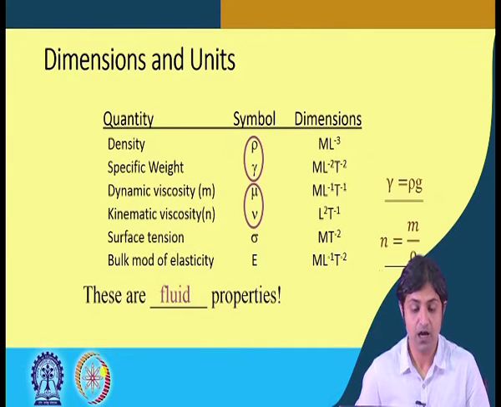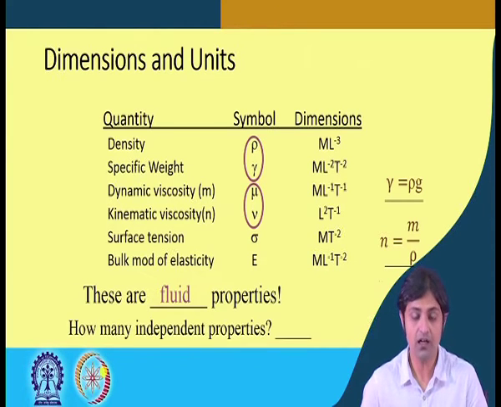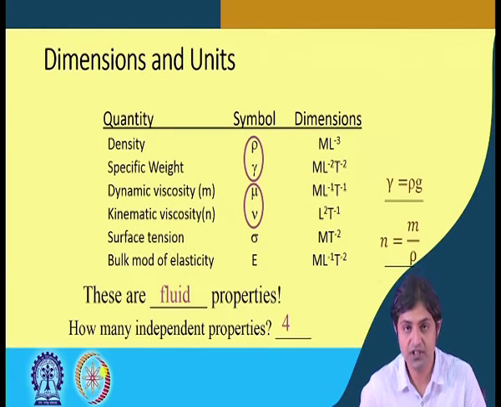And now as you can see, since we can relate density and specific weight through rho, and we can also relate dynamic viscosity and kinematic viscosity through rho, so there are how many independent properties? One, surface tension, second is bulk modulus of elasticity, one of the viscosities, and you can either choose density or specific weight. So that means there are only 4 independent properties presented in this slide.